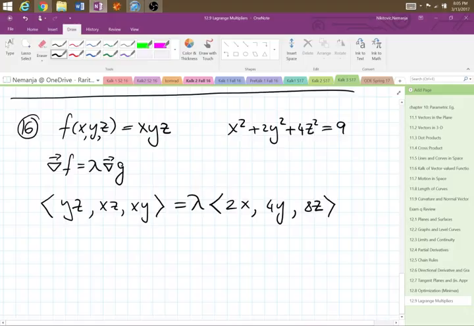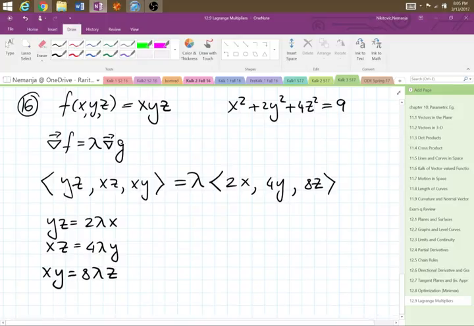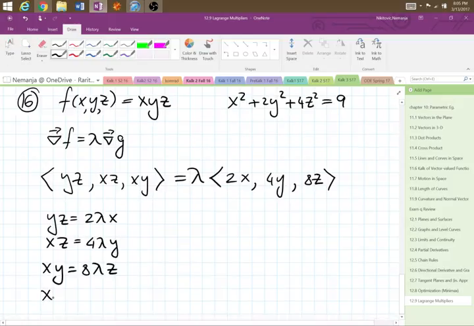All right, so I hope you guys have the same equations. I have YZ is equal to 2 lambda x. XZ is 4 lambda y. And 8 lambda z. And we also have a constraint, x squared plus 2y squared plus 4z squared is equal to 9.